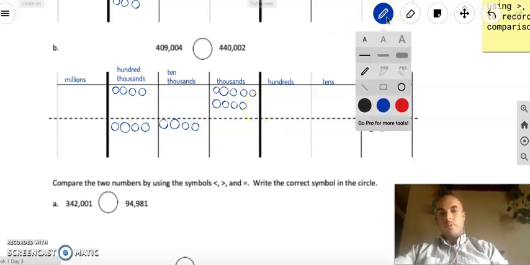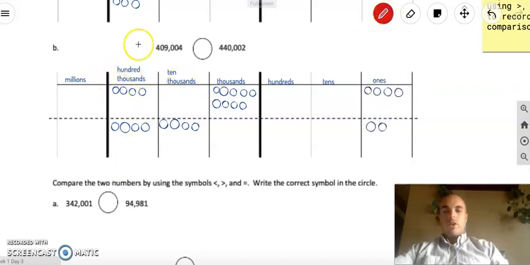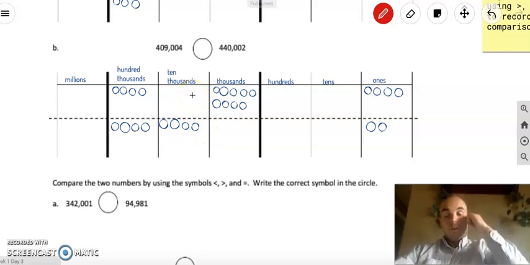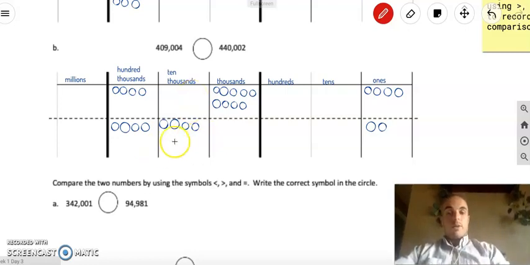So what I want to do is, with my red here, I'm going to start with the largest place value column, which is my 100,000s. I have 4 here and 4 here. So far, this is equivalent. So now let's look at our 10,000s. I have no 10,000s here, and I have 4 10,000s here. Okay, so I know that 4 is greater than 0. So this bottom number is already larger, and anything after this is irrelevant.